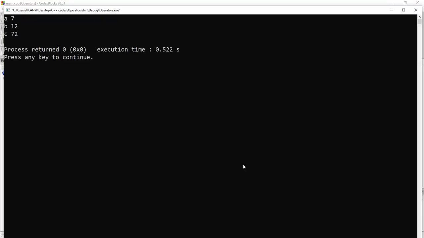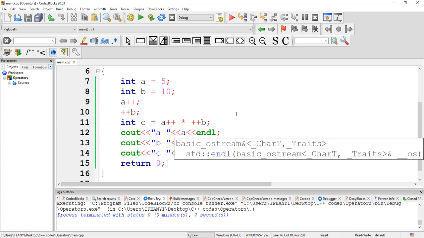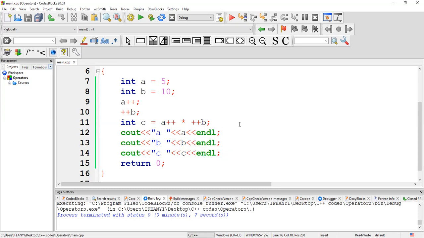72, where did we get it wrong? Okay, I get it now. I think what happened is that I forgot that an increment happened in line 9 and 10. So sorry, let me comment this part. I forgot that it happened, so because it happened, it affected the result. So let me comment it.